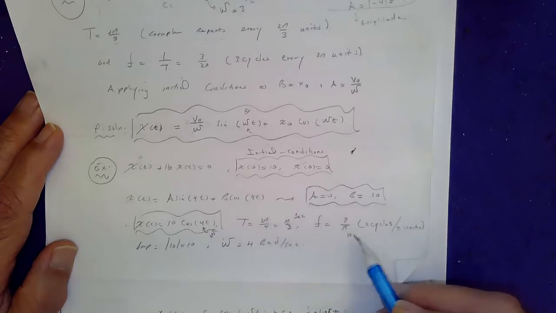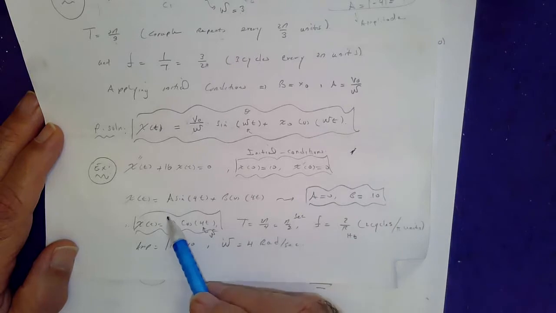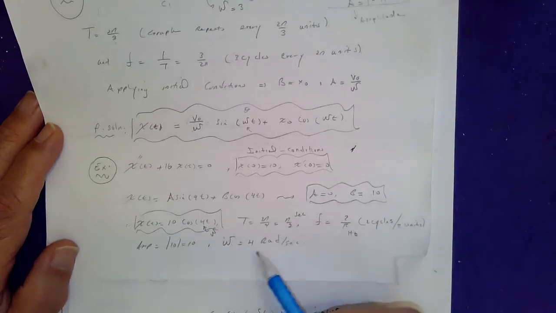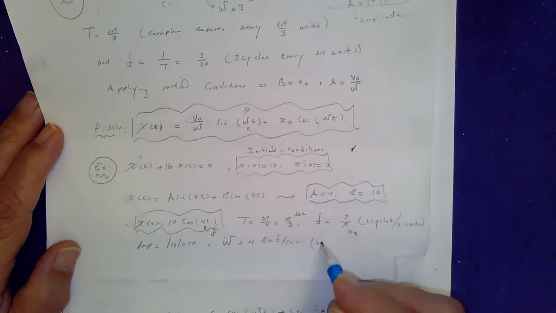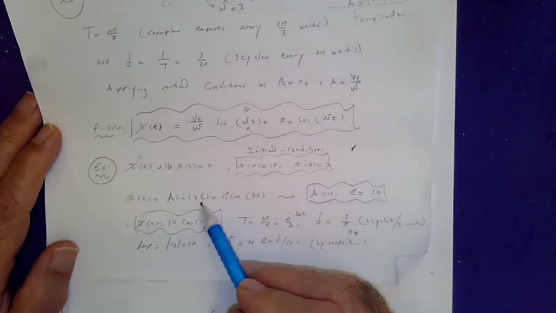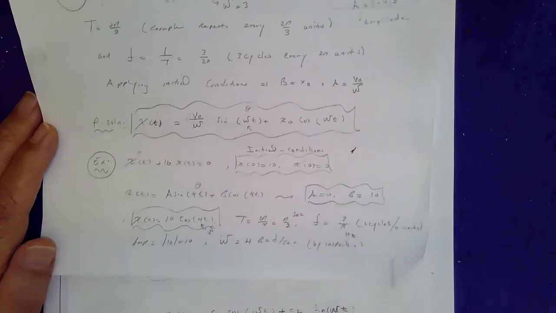The reciprocal of this is what? Frequency, which is in hertz. And the amplitude is the absolute value of this coefficient, which is 10. And as I said, omega, you can find it by inspection. That would be the factor of t when you're looking at the argument of the sine and cosine.